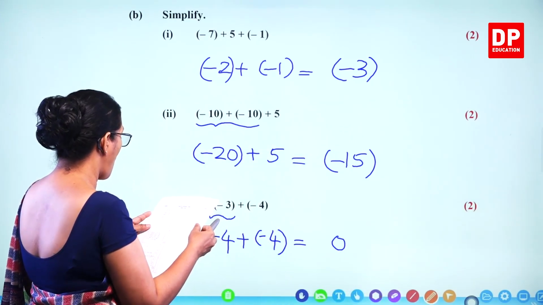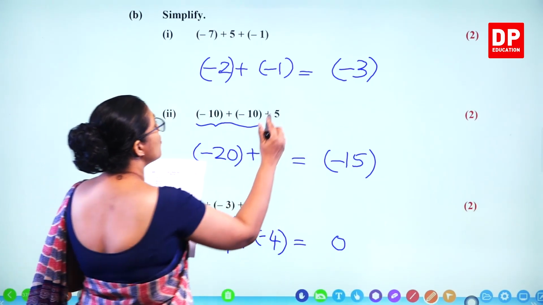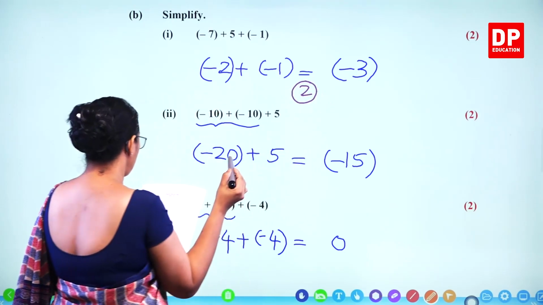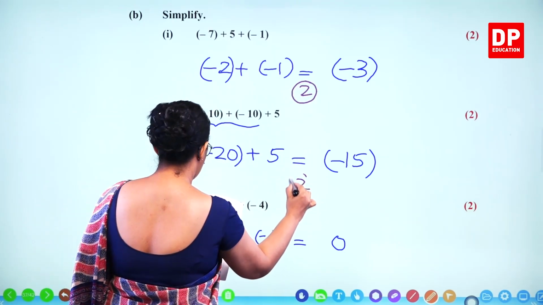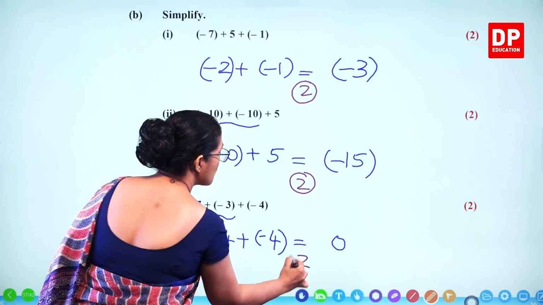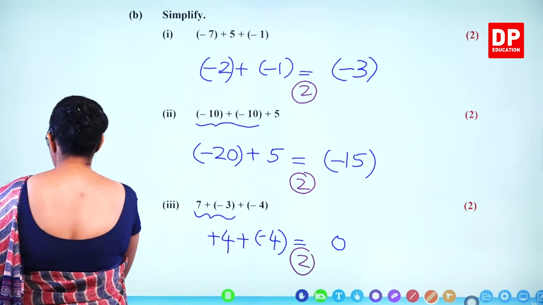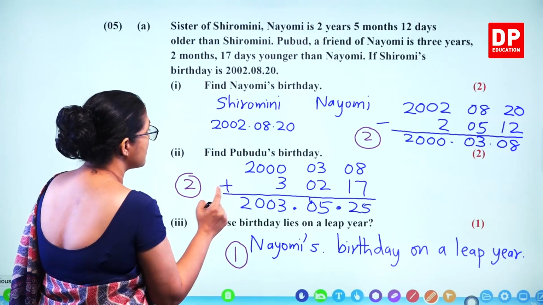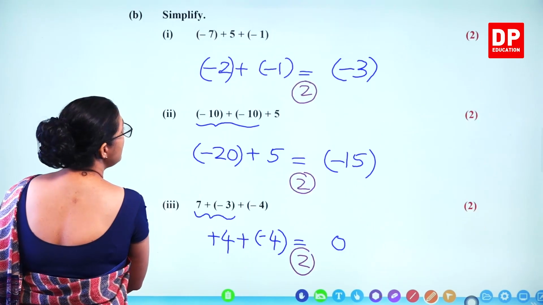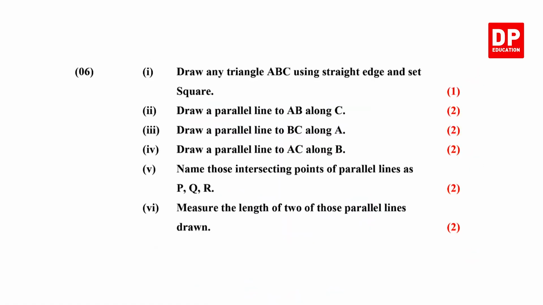Let's see how many marks. You get 2 marks here, 2 marks and 2 marks. So 6, and before we gave 5 marks. Altogether 11 marks given. Let's do question number 6.